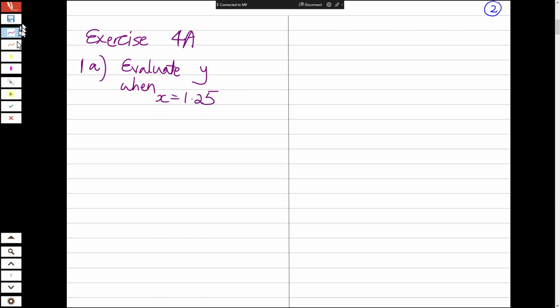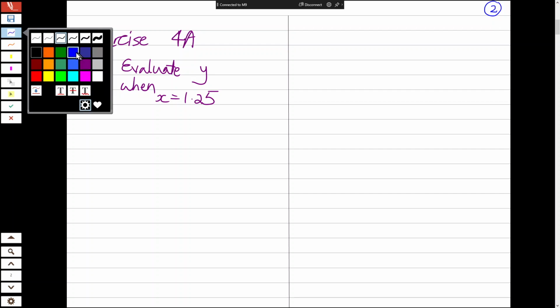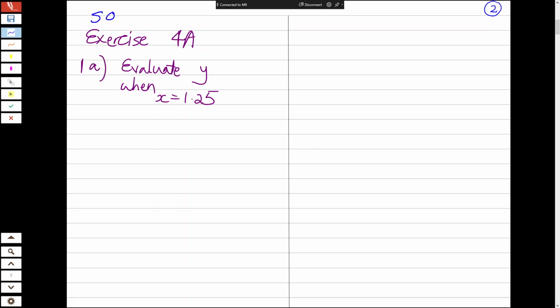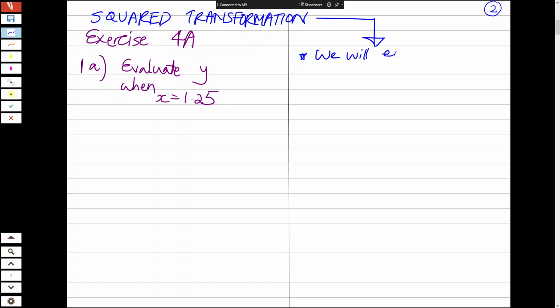All right, so if you want a heading, heading's always good. In exercise 4A, this is called the squared transformation. So in this topic, we will either plot y versus x squared or y versus x. Okay?